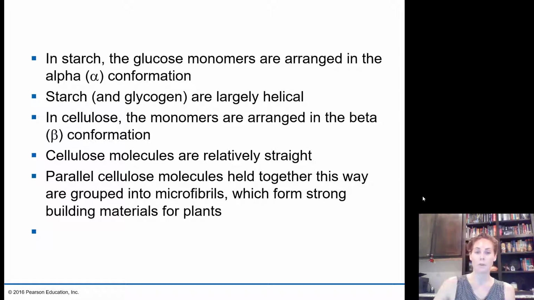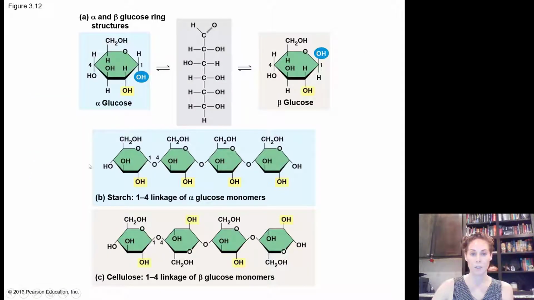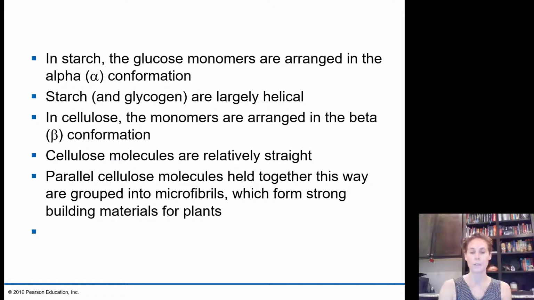So cellulose molecules are relatively straight, going to be straight across. Starch is going to be kind of zigzag. Cellulose is going to be straight across because these guys aren't competing with one another. They're far enough apart that there's no electric or positive and negative forces pushing them.